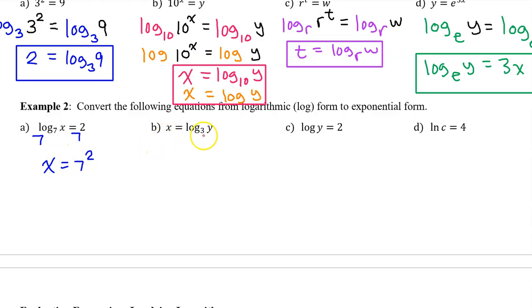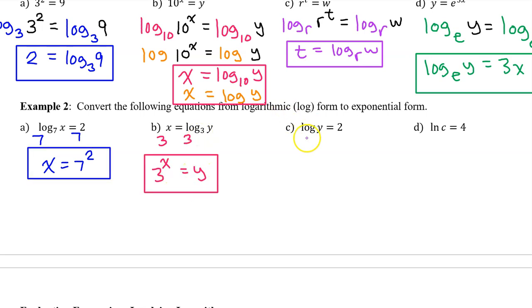Similarly, in part B, we can rewrite this by dropping a base 3 on both sides of the equation. This will leave us with 3 to the x power equals. The base 3 and the log base 3 cancel each other out, leaving the y.